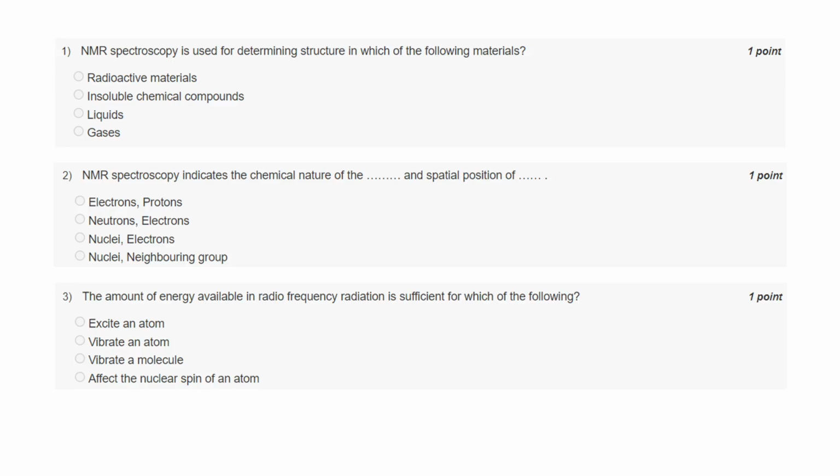Now let us come to the first one: NMR spectroscopy is used for determining the structure in which of the materials? Radioactive materials? Insoluble chemical compounds? Liquids and gases? What do you think? Mainly liquids. No.